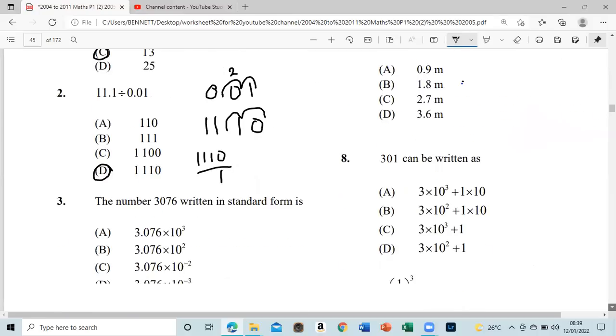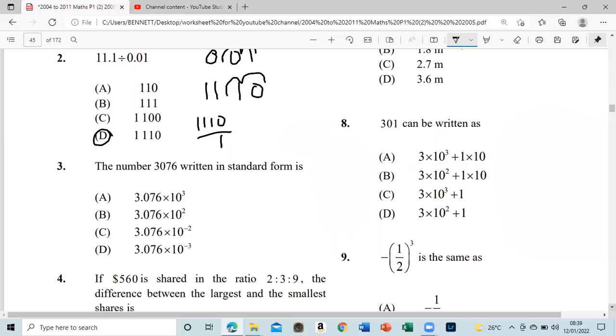Let's move on to number 3. The number 3076 written as standard form is, the standard form must be between 0 and 9, right? Now the decimal place would be right here. So we're gonna move and carry to right here because it must be a single digit. So 1, 2, 3. So it will be 3.076 × 10 to the number of places we move. Now we move 3 places, right? And that will be positive because if we multiply 3.076 × 1000, we'll get this. So it would be to the positive 3. So that would be A.